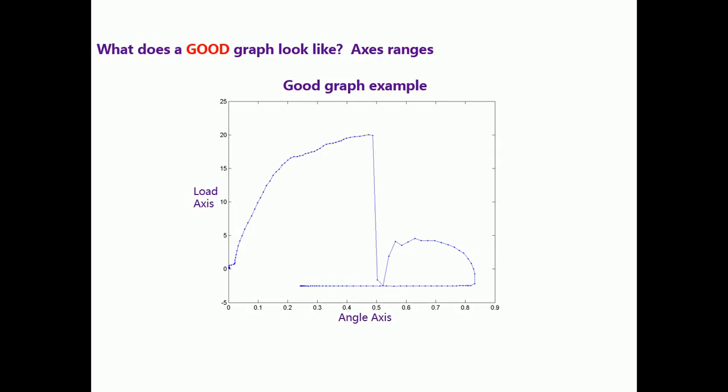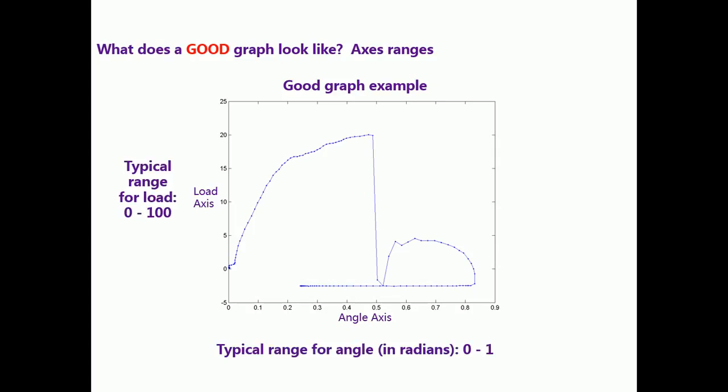So what does a good graph look like? The first thing you can look at is the axis ranges. The typical range for the angle, which is in radians, is 0 to 1. The typical range for load, which is the vertical one here, is 0 to 100. Some very small negative numbers can also be accepted, like -1 or -5.